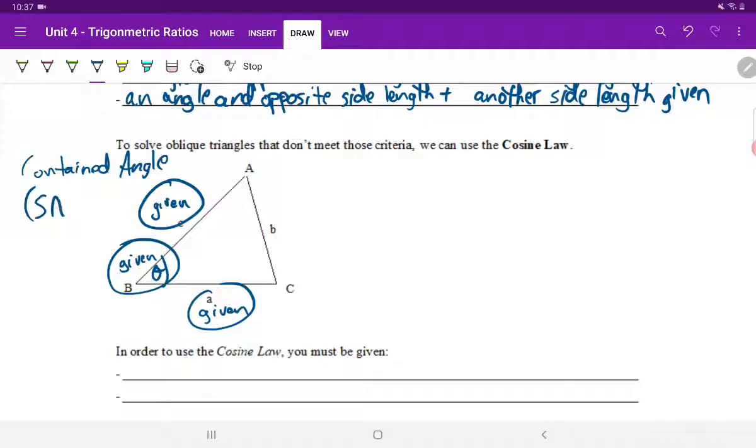That's called side angle side, by the way. That's just another way to call it. But it's a contained angle. That's one time that you use cosine law. The other time is very easy.